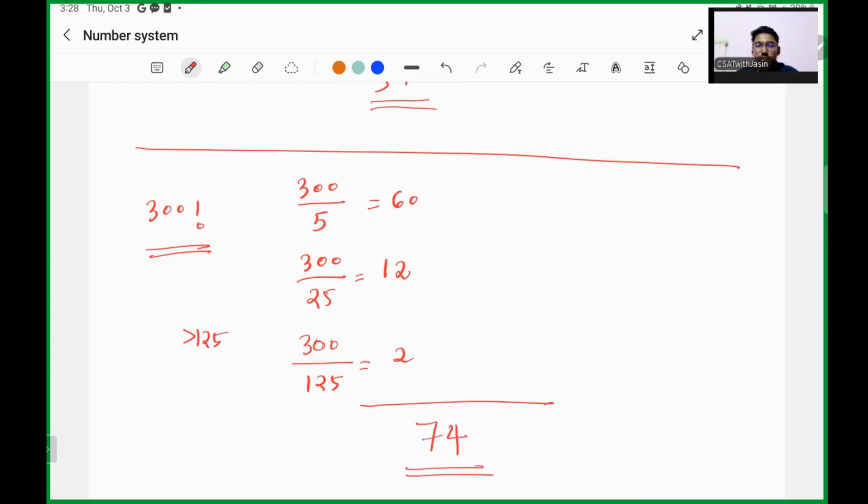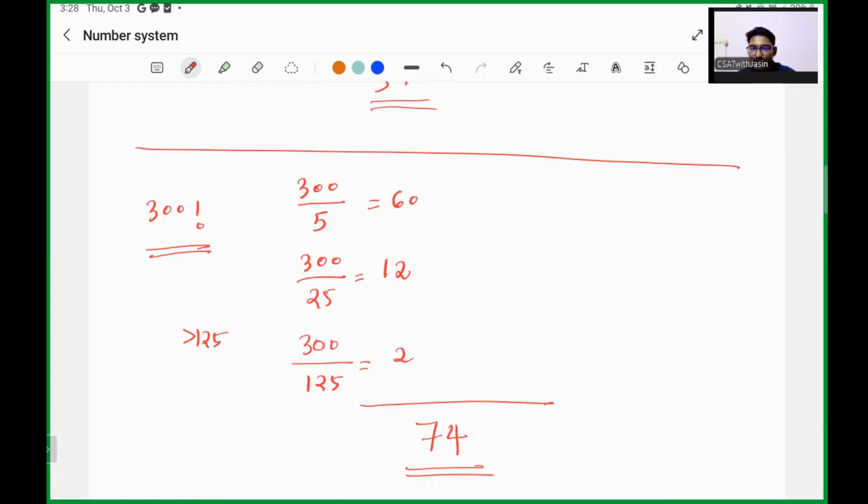So in this way, you need to find it out. Is it okay, finding the number of zeros at the end? There are also different model questions. I'll give them in the next class and show you some more things regarding zeros at the end. Is it okay for everyone?